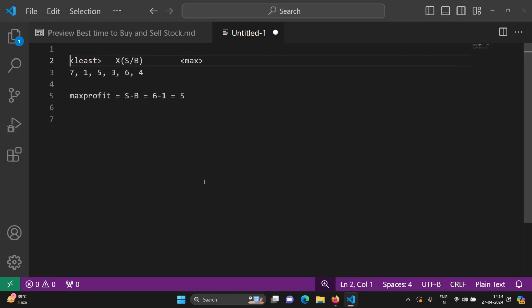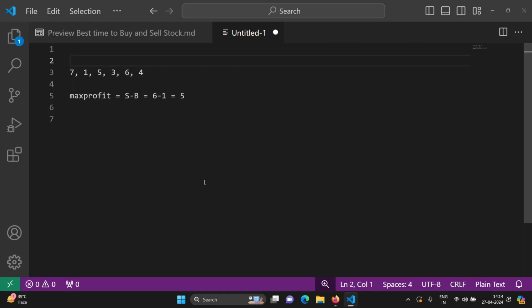So if I buy on 1, the least value before it does not exist, and the max value after it exists, so that is 6. And that means if I buy on 1 and then sell at 6, I make a profit of 5. Now finding this is going to be a lot of calculations. We have to do a lot of things. Correct? But there is one more way to look at it.